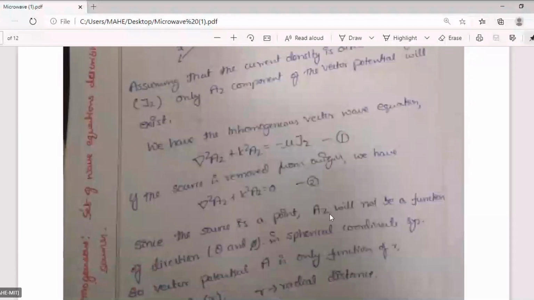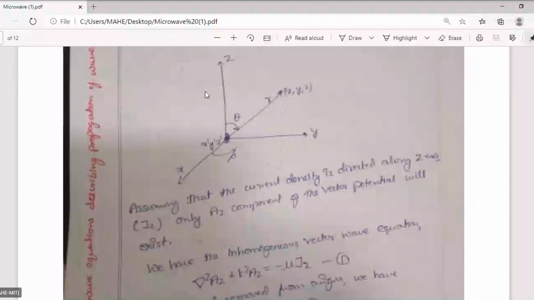Since the current is a point source, Az will not be a function of theta and phi. For a fixed r, it is a sphere, and you can choose different points on the surface of the sphere by changing the values of theta and phi. Whatever theta and phi you take, it sees an identical situation as far as the source is concerned, because the source is a point source.